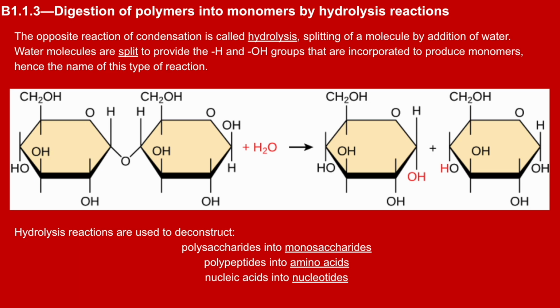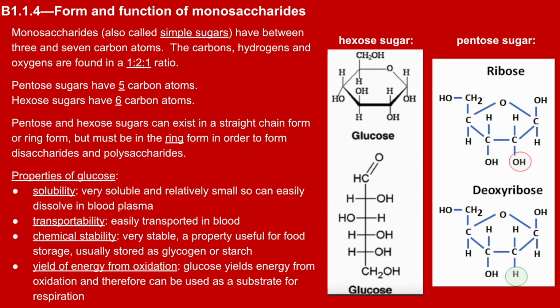Okay, this is just going to show you again a hydrolysis reaction a little bit more closely. Okay, so monosaccharides, we're going to see hexose sugars where they have 6 carbons. Okay, glucose is the one you need to be familiar with.